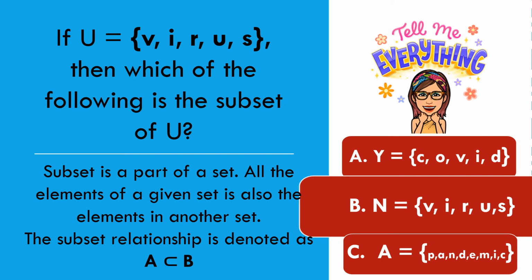Take a look at this. For the universal set, the elements are V, I, R, U, S, and for set N, the elements are V, I, R, U, S. They have the same elements. So the subset relationship is denoted as A subset B. So for this, set N is a subset of the universal.